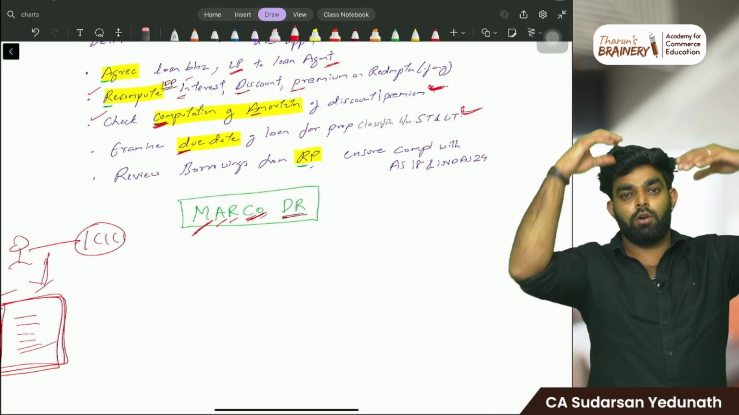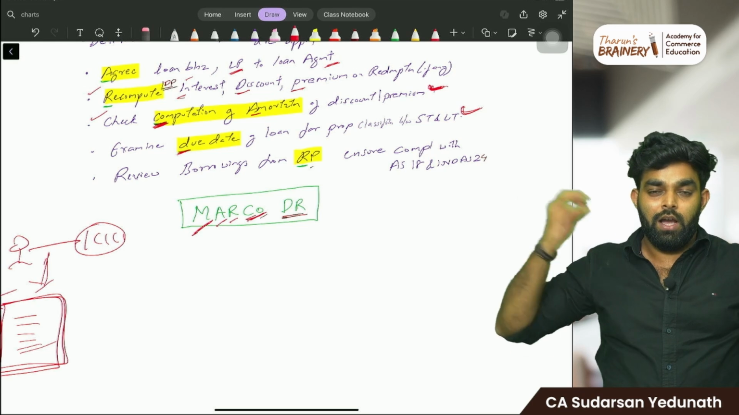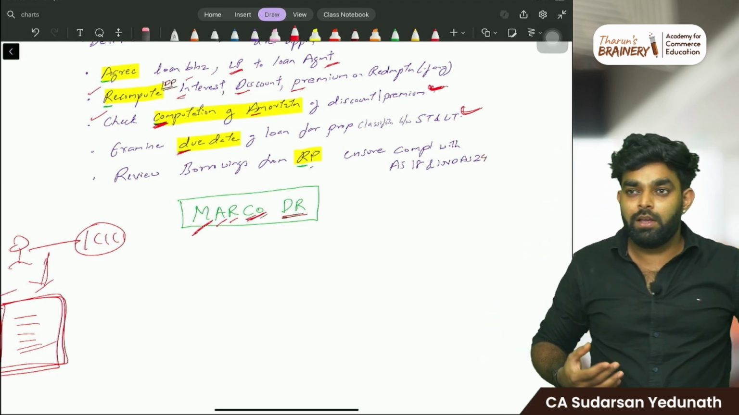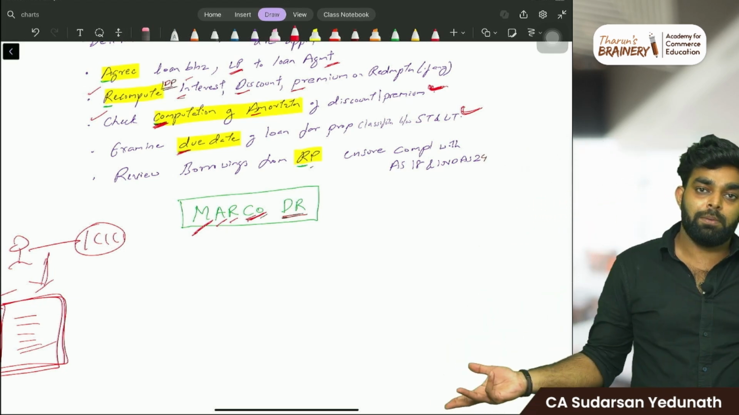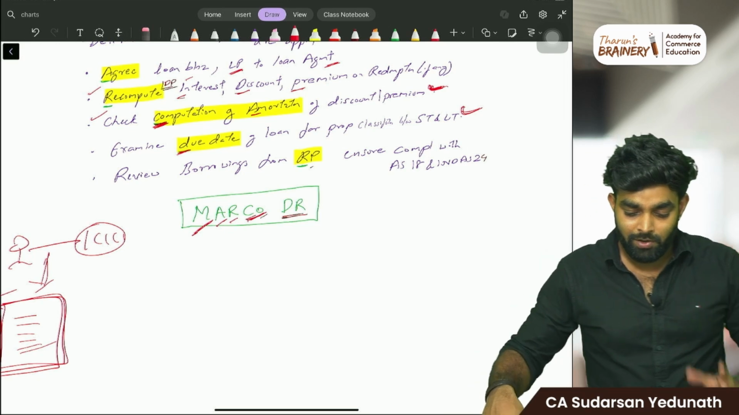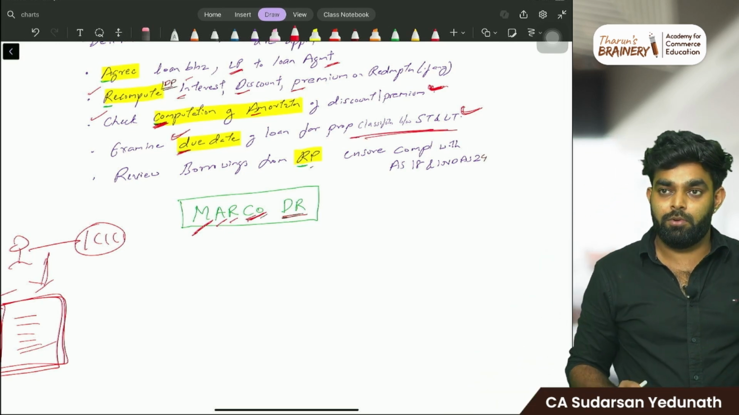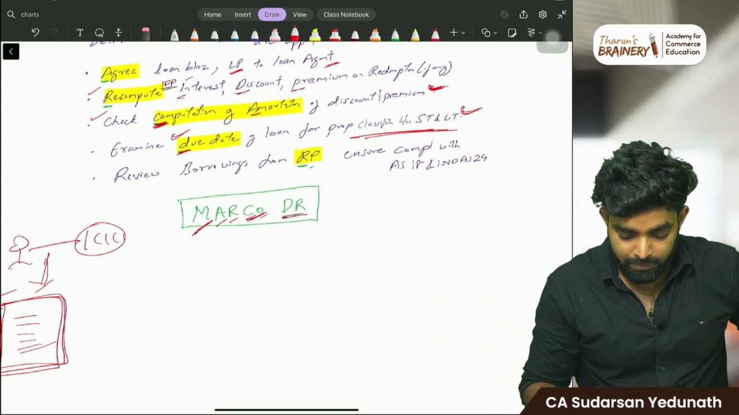Short term loans mean loans below 1 year, 2 years; that is what we call short term loans, and long term loans are also there. How will you identify whether a loan is long term or short term? Purely from the due date. If the due date of the loan is after 2 years, it's a long term loan. If it's below that, if it's only 6 months, it's a short term loan. So examine the due date for proper classification between short term and long term. You have to classify the loans into short term loans and long term loans, so examine the due date for that.